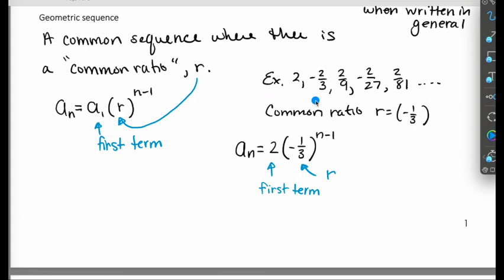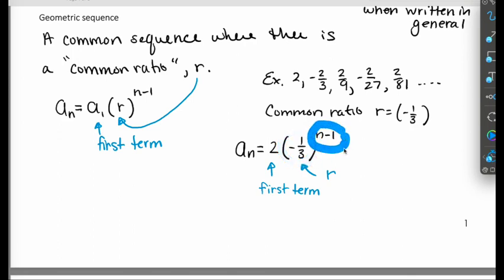So here's our example. I notice to get from each term, I keep multiplying by a factor of -1/3. And this is actually called an alternating sequence because it goes from positive to negative to positive to negative. It alternates the sign. Our common ratio is -1/3. That's what I multiply to get each of the next terms in the sequence. So here is my first term. That goes in there. Here's my common ratio.